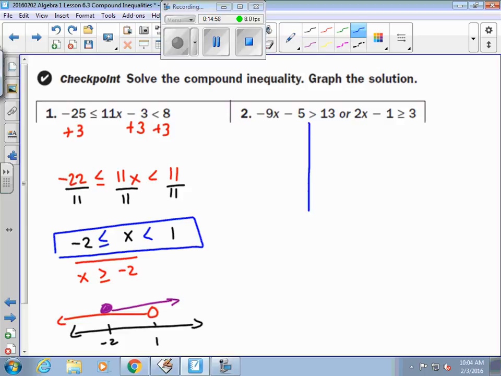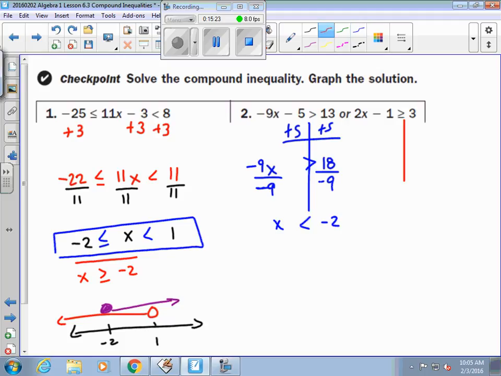Solve this one. Undo -5 by adding 5 to both sides. -9x. All we did was add, leave the symbol alone. 13 plus 5 is 18. Divide by -9. Do it here. Positive 18 divided by -9 is -2. Reverse it or leave it? Good. Divided by negative value means reverse it. X is less than -2.